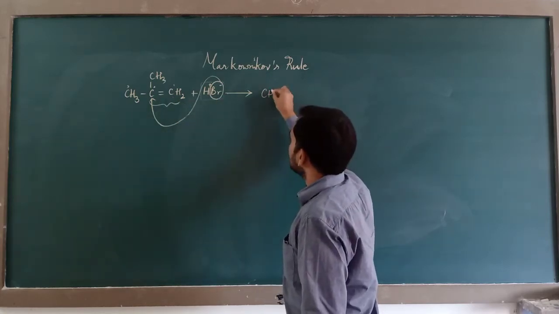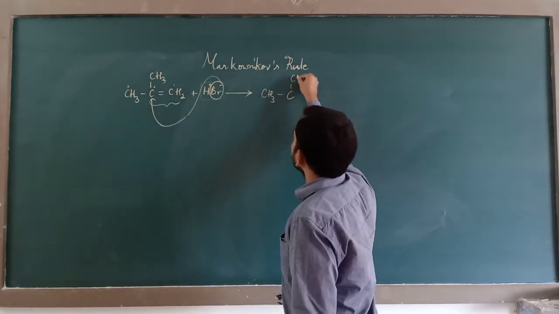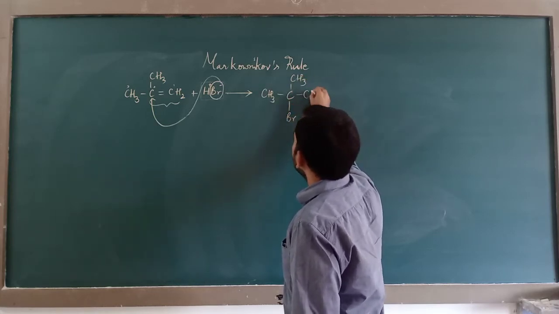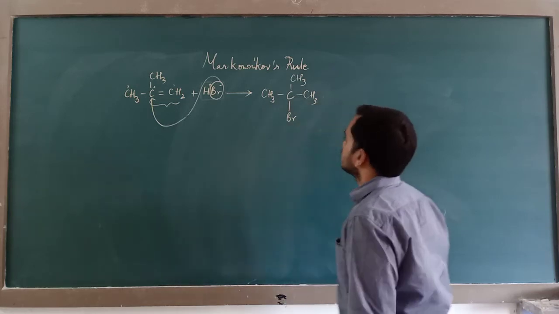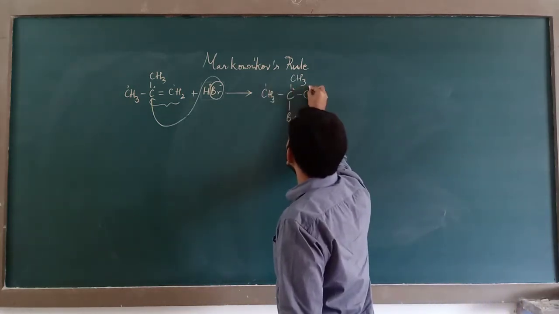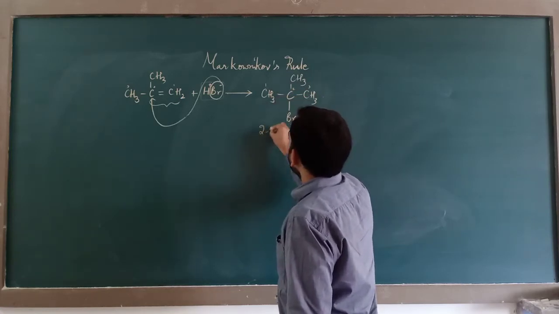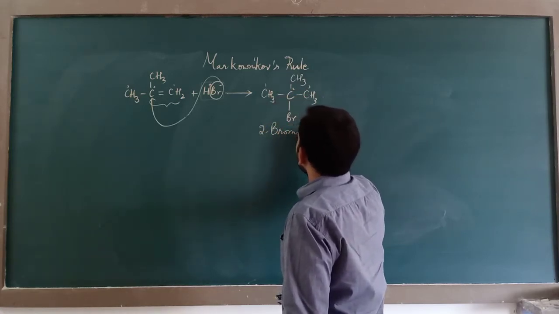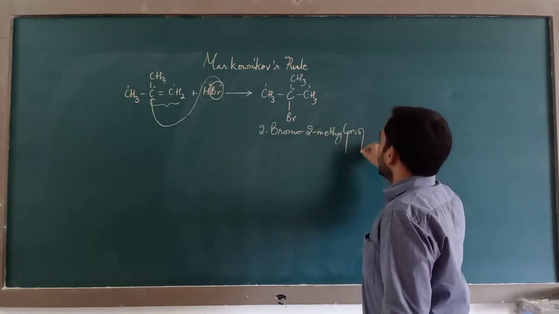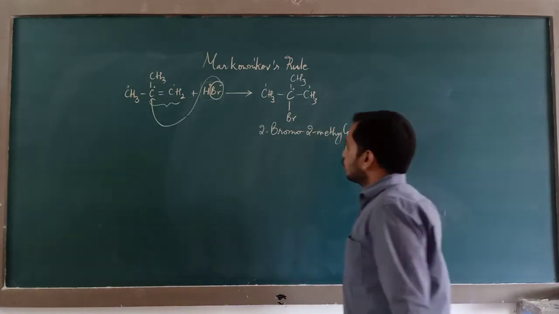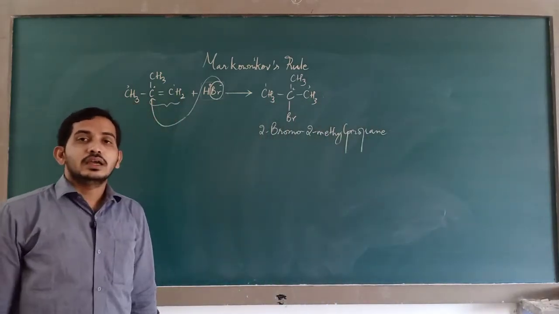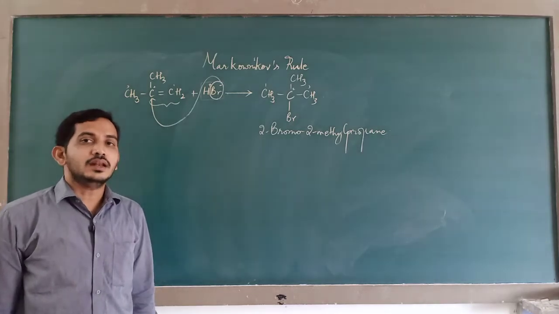So the product should be CH3C, this CH3 as it is, now Br is attached here. Here the double bond becomes a single bond. This is our product. Now what will be the IUPAC name for this? 1, 2, 3. 2-bromo 2-methyl propane should be the main product obtained when HBr reacts with 2-methyl propene.